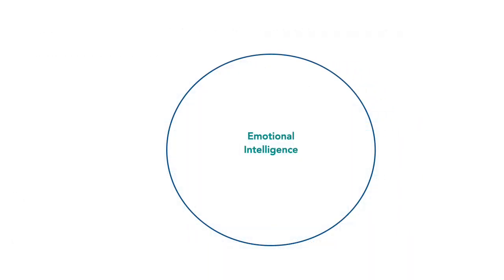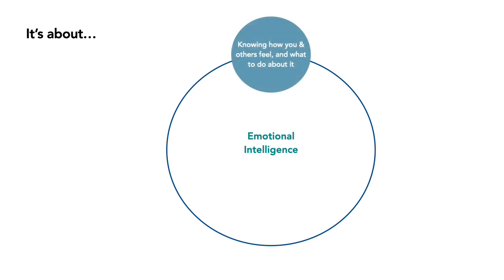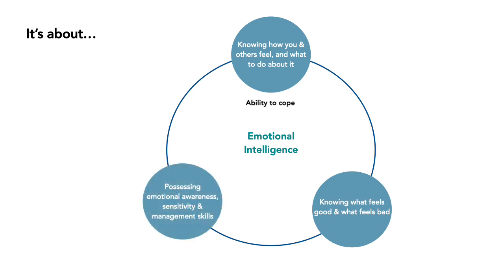So your emotional architecture, it's about a number of key things really, but at its most basic, it's about knowing how you and others feel and what to do about it. It's about knowing what feels good or bad in any particular situation. And it's about possessing emotional awareness and sensitivity. So we've got a number of elements here that are kind of key indicators for these. And I'll delve into them in a little bit more detail over the next few slides.